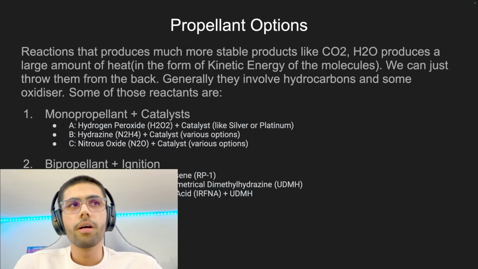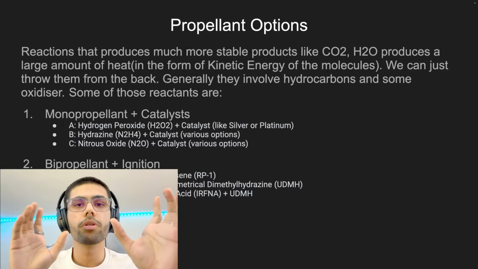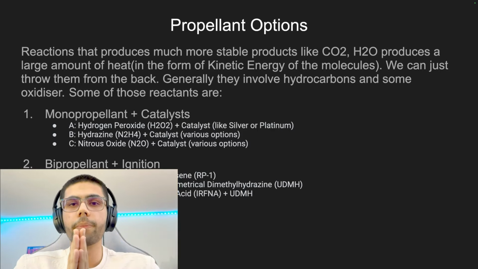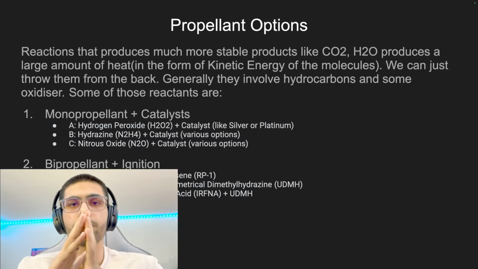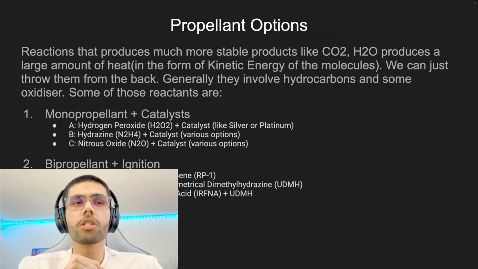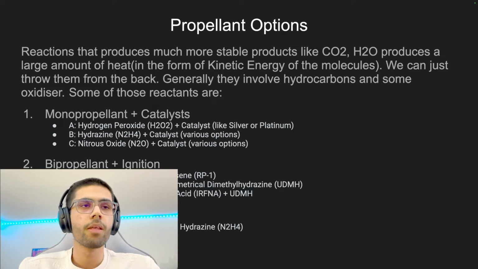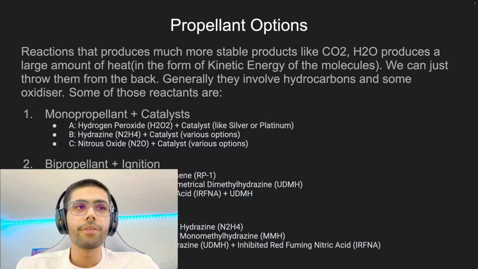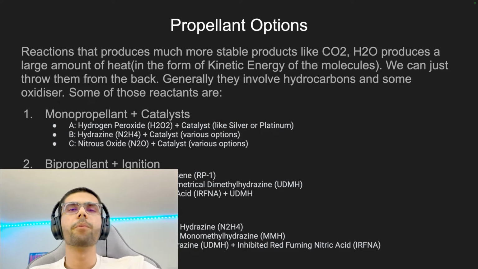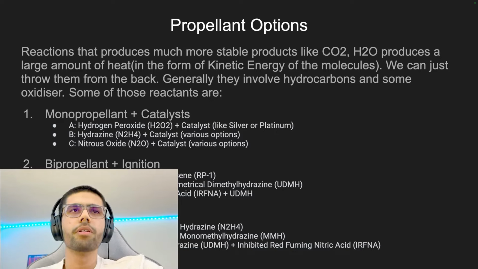Or what if we want to use a different fuel and a different oxidizer, but we don't want to ignite them? Because what if our igniter failed in some mission? So for being more reliable, we can use fuels that you don't even need to ignite. You just combine them, you just mix them, and they ignite by themselves. Such fuels are called hypergolic mixtures. For that, you can use nitrogen tetroxide and hydrazine, and there are other options as well. So these are basically the major options that you can use as propellants.